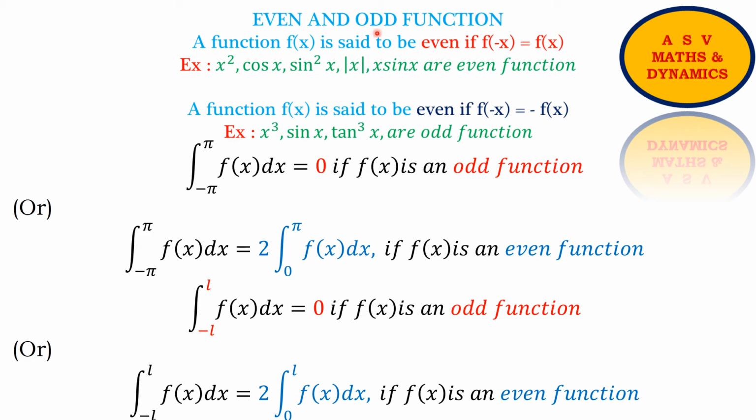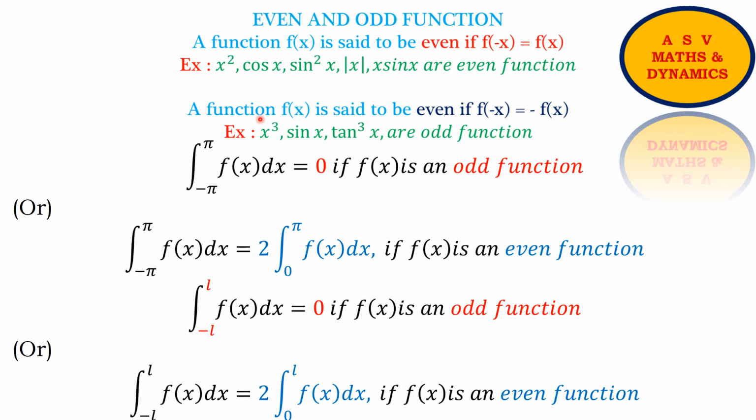Even function and odd function. To call the function even, you have to check f of negative x. You substitute negative x instead of x, and if you get f of x, then the function is an even function. Examples: x squared, cos x, sin squared x, modulus x, and x sin x. These are all even functions.